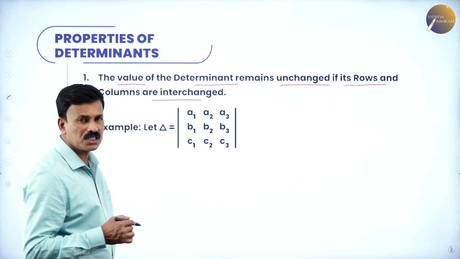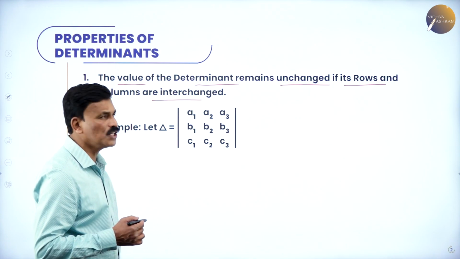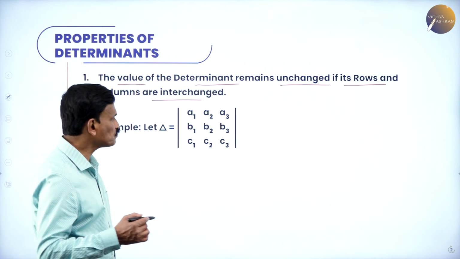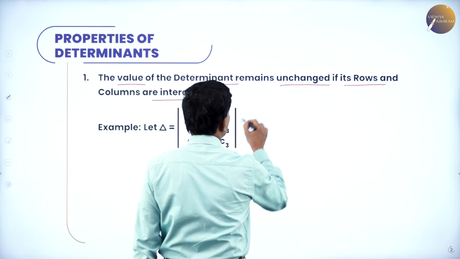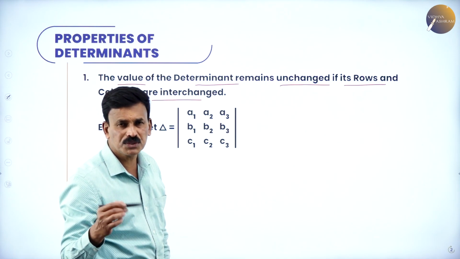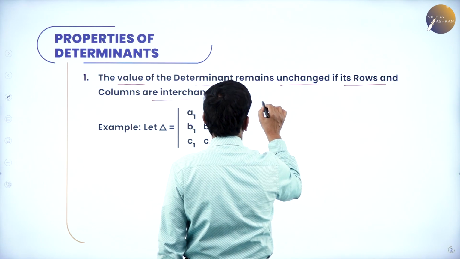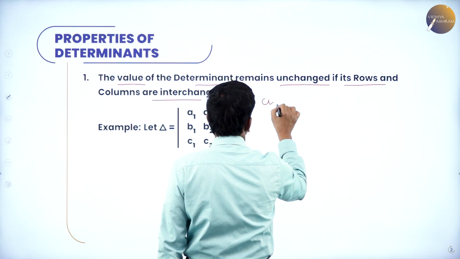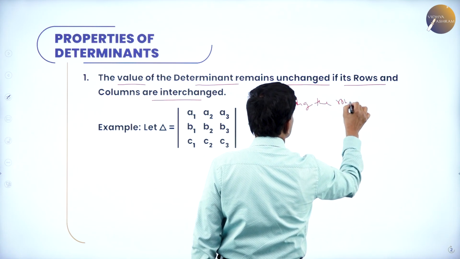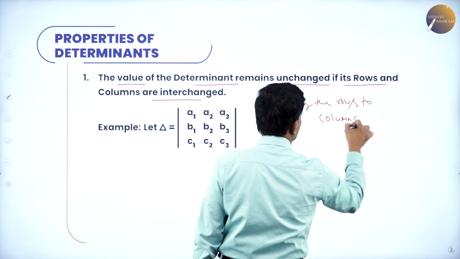Now let us prove this. I will consider an example. Delta is equal to the determinant with rows A1, A2, A3; B1, B2, B3; and C1, C2, C3. What is to be proved? The value of the determinant remains unchanged if its rows and columns are interchanged. Let us interchange the rows, changing the rows to columns.